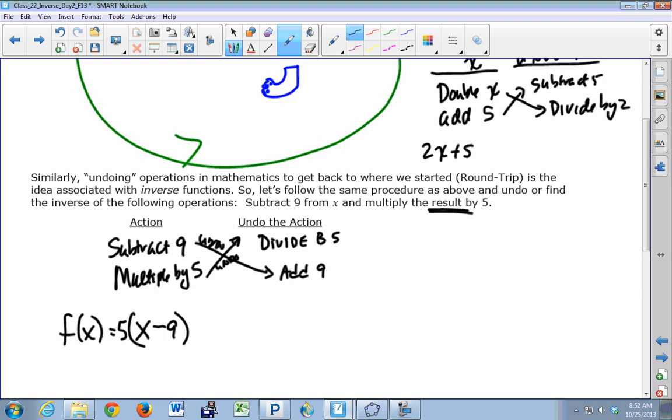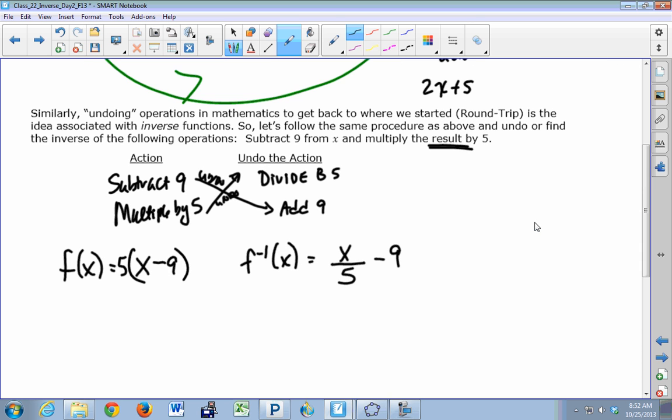Okay, to undo this, its inverse function is going to start with x, and the first thing I'm going to do is divide by 5 and then add 9 to it. So that's what the inverse of f would look like. Well, how would I verify that these two things are inverse functions? How do I prove to myself or to you that those truly are inverse functions?